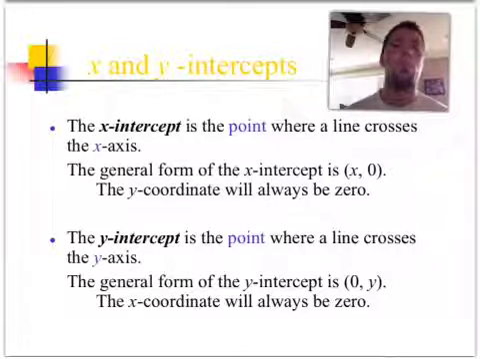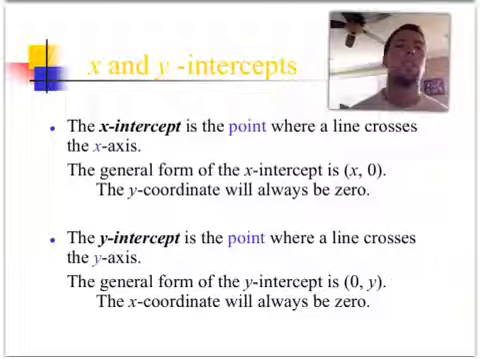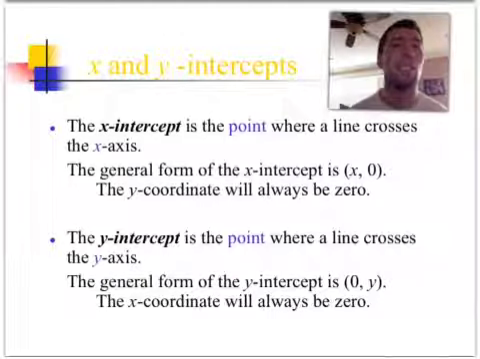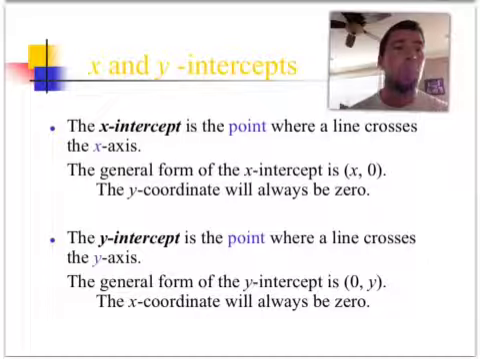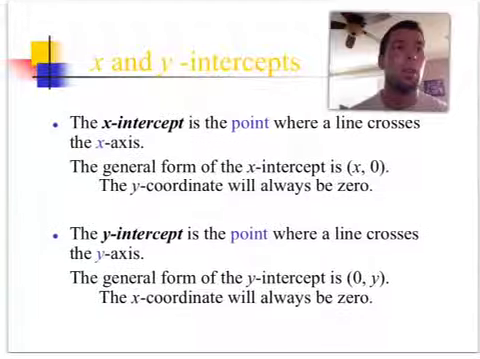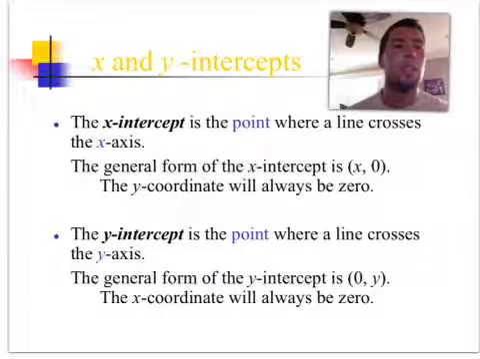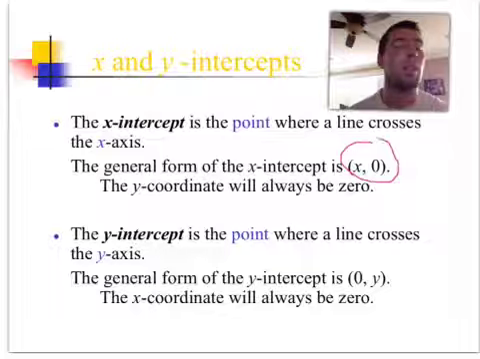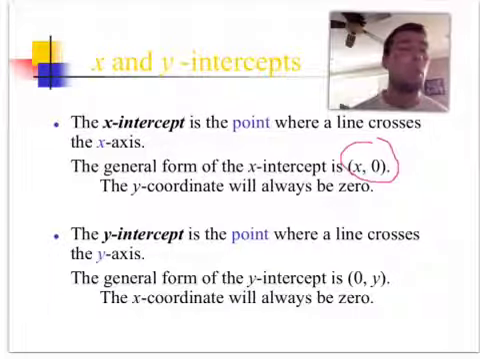X and y intercepts, what are they? How do you get them? So x-intercept is the point where a line crosses the x-axis. It's where it intercepts the x-axis. So this is the one going horizontal, left to right, and wherever your graph crosses, that is your x-intercept. Now the general form of the x-intercept on this point right here is (x, 0). Oh, sorry. So (x, 0) is the format for your x-intercept. You always have a 0 for the y value because it's not high or it's low. It's just right there on the axis.